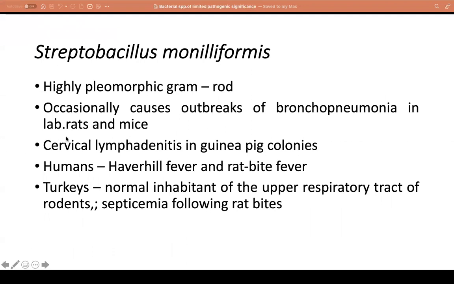Next, we have Streptobacillus moniliformis, a highly pleomorphic gram-negative rod, occasionally causes outbreaks of bronchopneumonia in laboratory rats and mice, and cervical lymphadenitis in guinea pigs. In humans, there is Haverhill fever and rat bite fever. It is a normal inhabitant of the upper respiratory tract of rodents, and the transmission in humans is septicemia following rat bites.